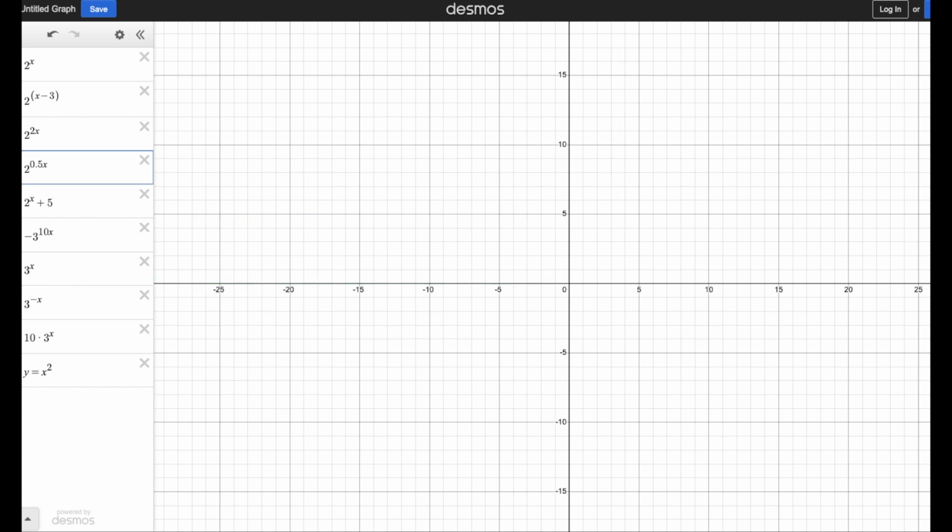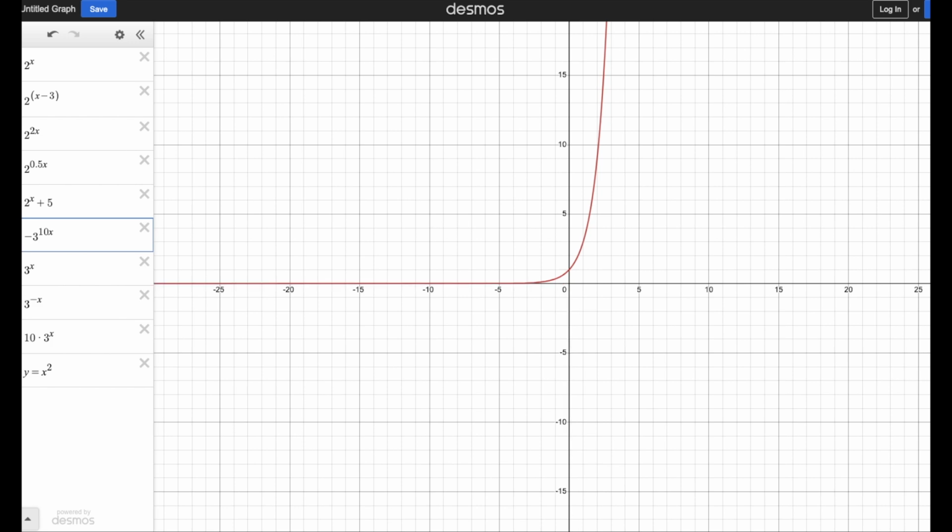Let's have a look at another example. Sorry, I wanted to start with 3 to the x and then negative 3 to the 10x. You can see that negative in front of the 3 reflects the function in the x-axis, and the 10 is a horizontal stretch by a factor of 1/10. So let's pick this point 1, 3. And now if you look at the point at negative 3 on the y-axis, you'll see that's 0.1. So it's been reflected in the x-axis, and the x-coordinate is divided by 10.